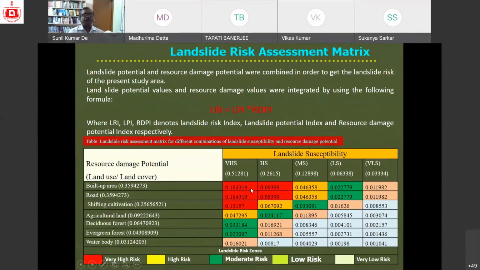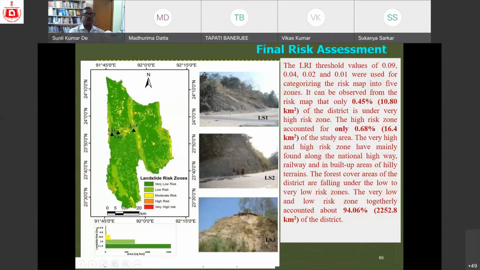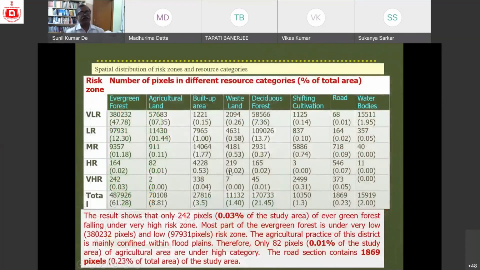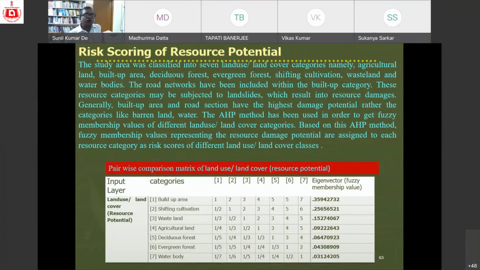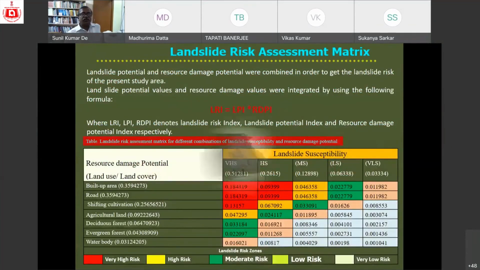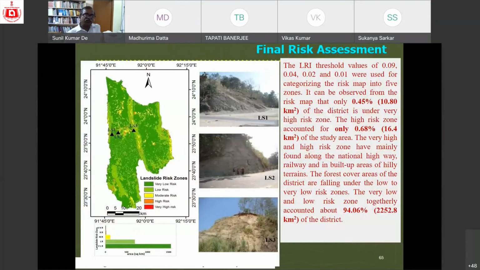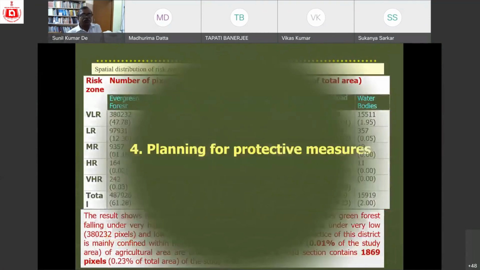So after that, this final risk assessment we have done, and this is landslide risk zones, and within which this LS1, LS2, LS3, all these things are falling. We have given some examples here only. There are several others also. Now this is the number of pixels in different resource categories for validation. So if we take this less amount of area, the possibility of every slope facet we need to consider, then and only then it will come correct.